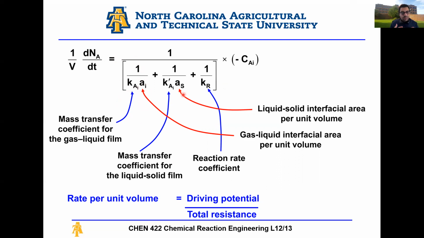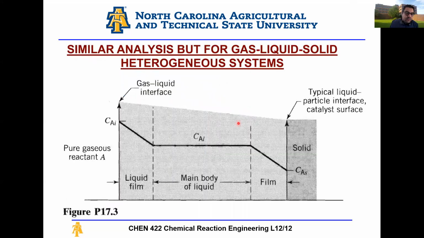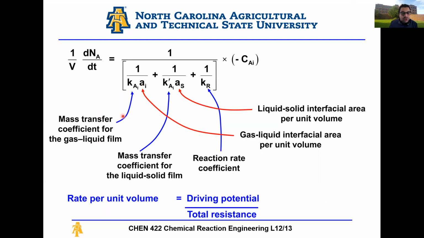So now you can take it, put it into context, and you can see how they behave within your system. And then Kr is your reaction rate coefficient, and again the CAI is the concentration in the bulk. It's not the concentration at the surface.